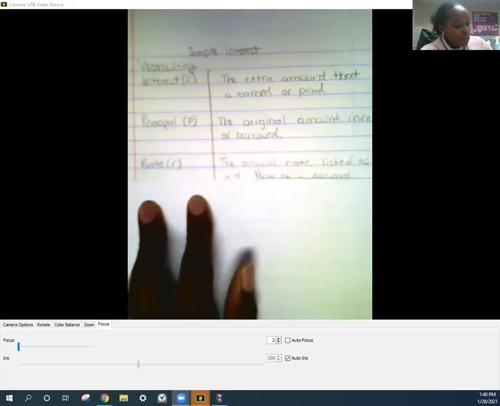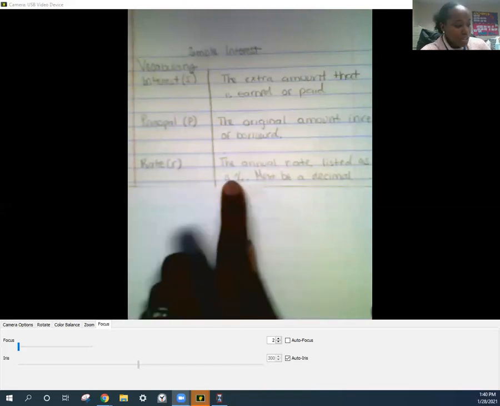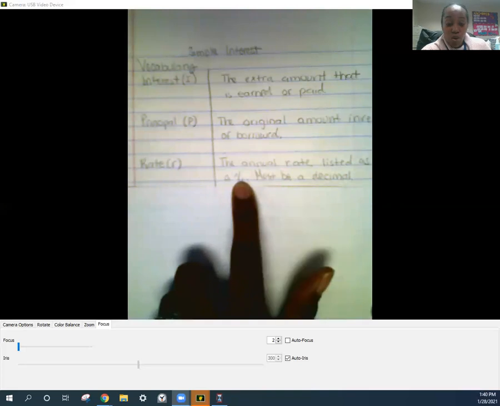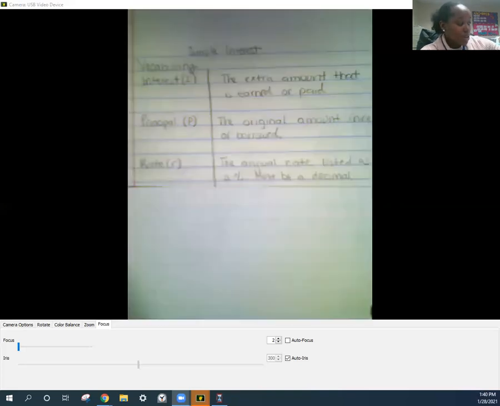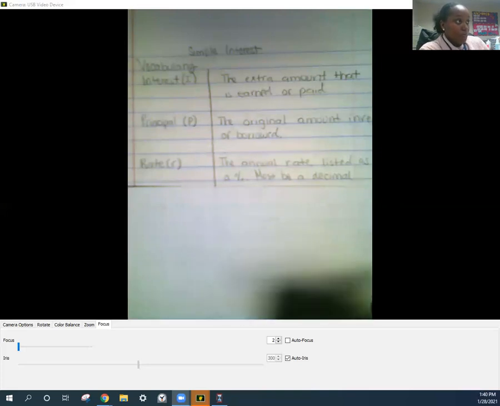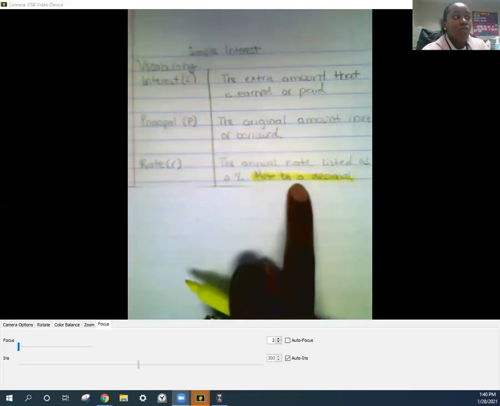Then we have our rate. So our rate, or what we call the interest rate, is always going to be given to you as a percent. But in order to calculate your interest, you have to rewrite it as a decimal. So I want to make sure that we highlight that part. It must be a decimal. And we'll talk about how to rewrite a percent as a decimal in a second.